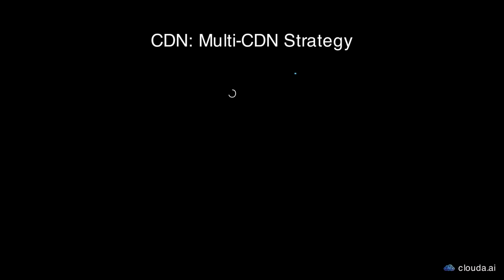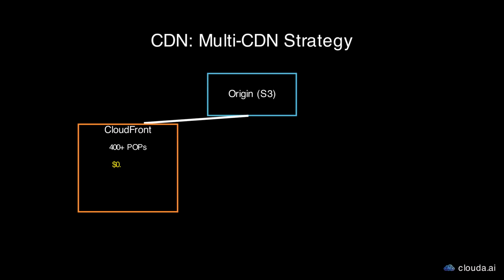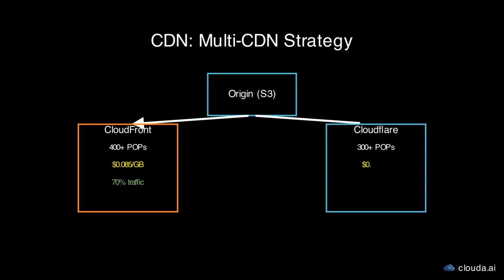Finally, let's look at our multi-CDN strategy for redundancy and cost optimization. We use both CloudFront and Cloudflare in parallel. CloudFront has 400 plus POPs and handles 70% of our traffic at 8.5 cents per gigabyte. Cloudflare has 300 plus POPs and handles 30% at 4 cents per gigabyte, about half the cost.